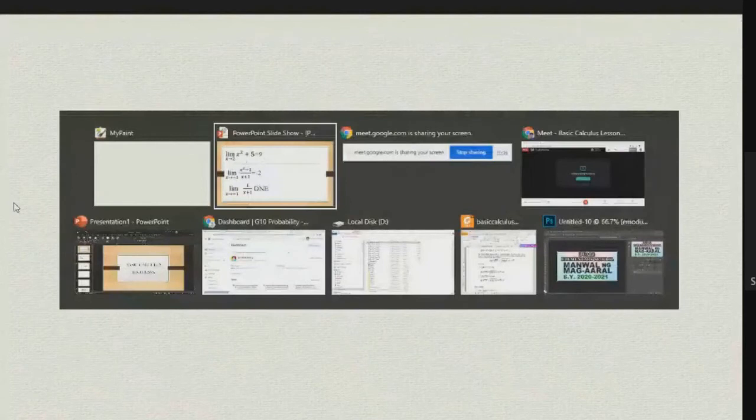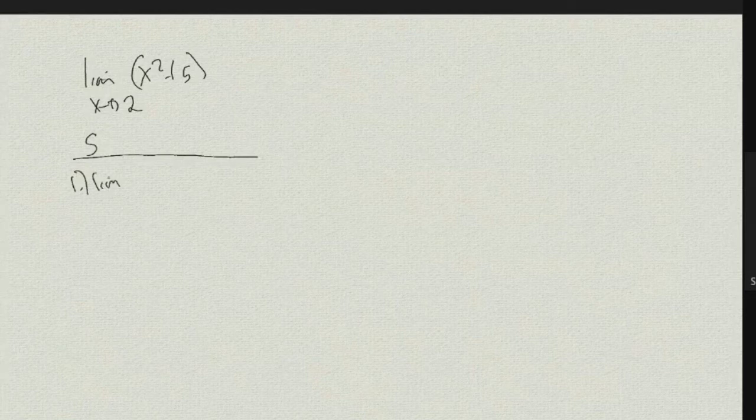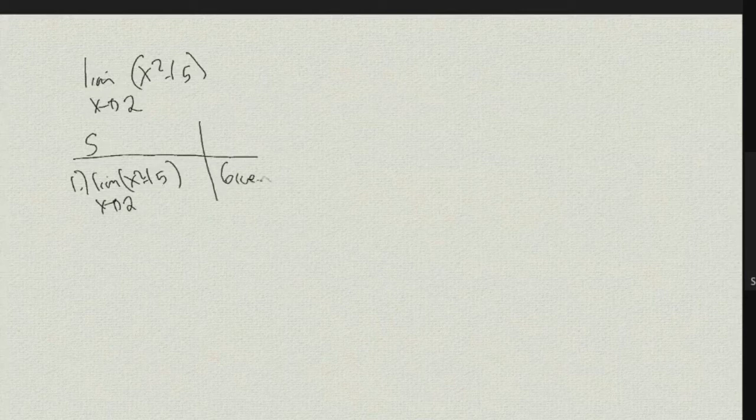And then, limit of x squared plus 5 as x approaches 2. Limit of x squared plus 5. So, sabi 9. Patunayan natin 9. Mabilisan. What will be the next statement? Constant multiple theorem po. No?